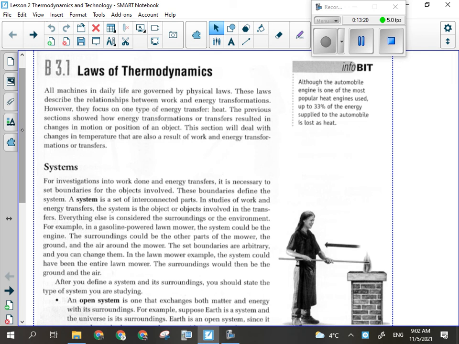They describe the relationships between work and energy transformations. However, thermodynamics focuses mostly on heat as a transfer of thermal energy. Thermodynamics doesn't generally look at mechanical energy. That's usually mechanics that look at that. So, we're going to look at any changes in temperature that are also the result of either work being done or energy being transferred or transformed, as the case may be.